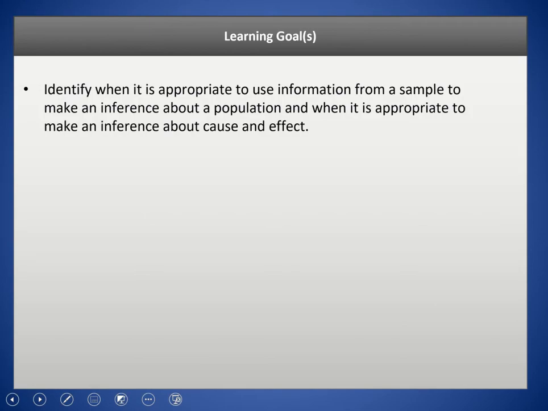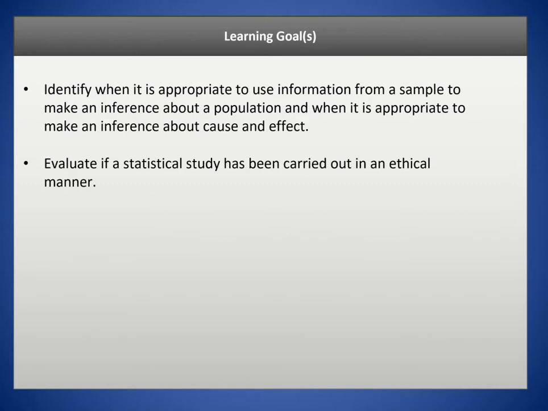So what we want to do is identify when it is appropriate to use information from a sample to make what we call an inference about a population and generalize it to the population, and when it's appropriate to make an inference about cause and effect. So we also want to evaluate a statistical study and see if it's been carried out in an ethical manner. So we want to quickly discuss the ethics of studies as well.